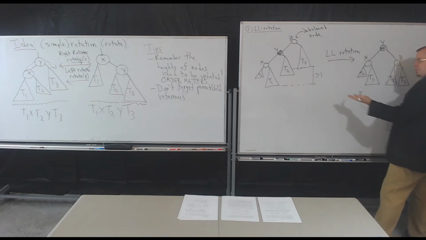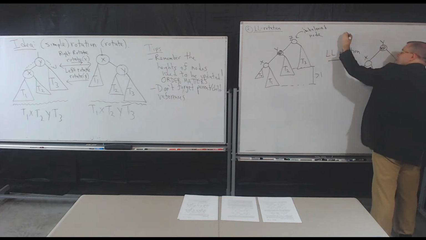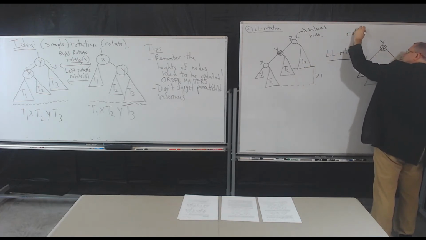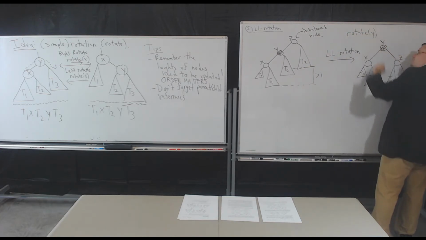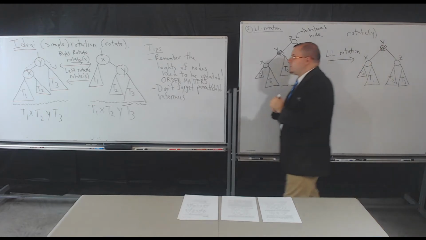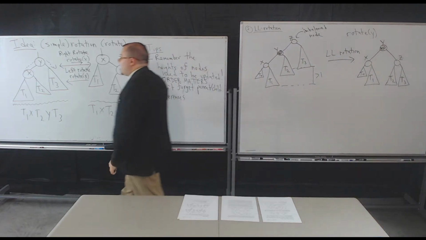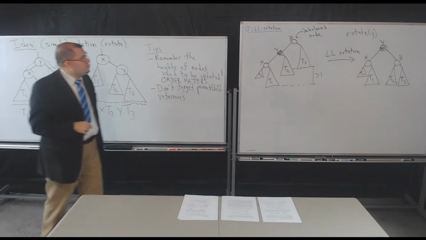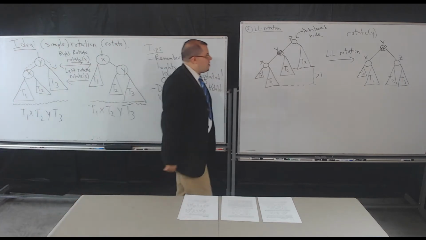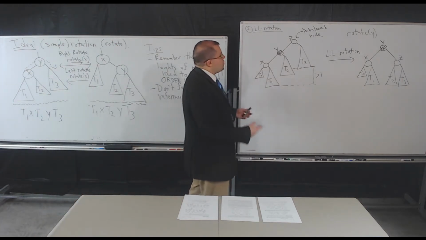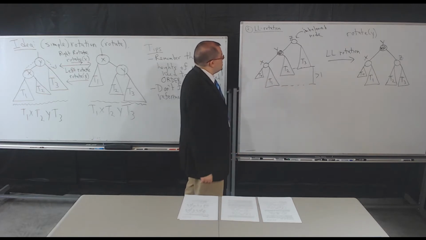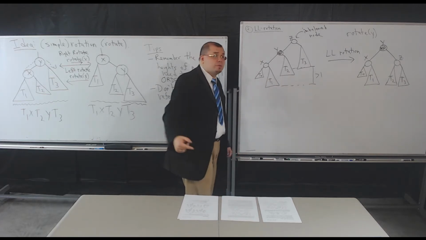So what am I doing here? Again, I'm just applying rotate to Y. Remember, that's why we call it a single rotation. The tallest child of Z is the one I'm going to perform rotate on. So depending on which of these two, I apply the rotate. And that's in the case of a single rotation.